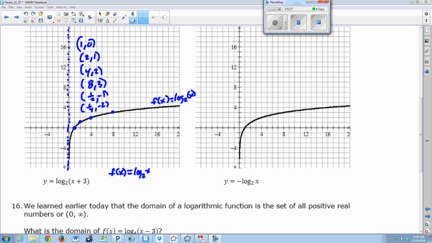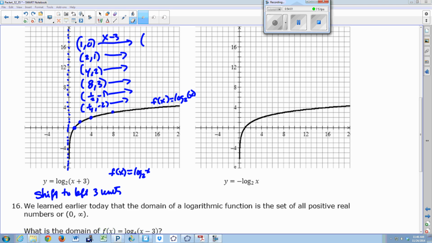So what does this transformation say to do to my original log function? What does it tell me to do? Shift left 3 units, right? So this tells me to shift to the left 3 units. So what that means is if I have some points on my original graph, I subtract 3 from all my x values. So that's what I'm going to do. I'm going to take my x value and take 3 away from it. And then I'll have some nice points on my new transformed graph.